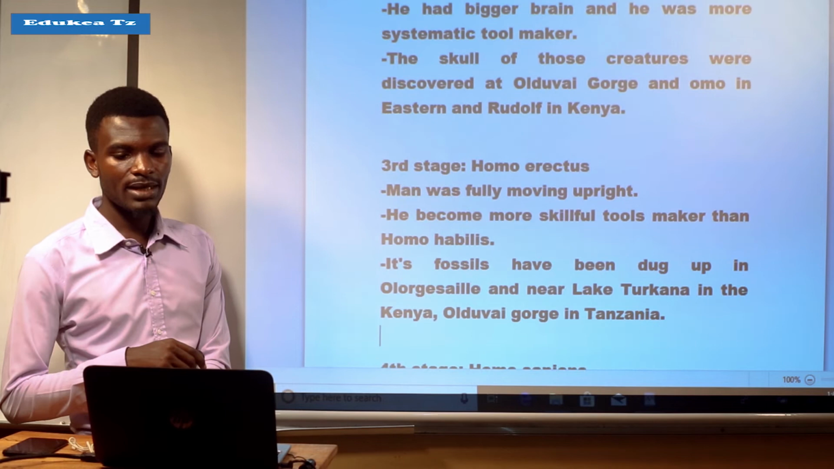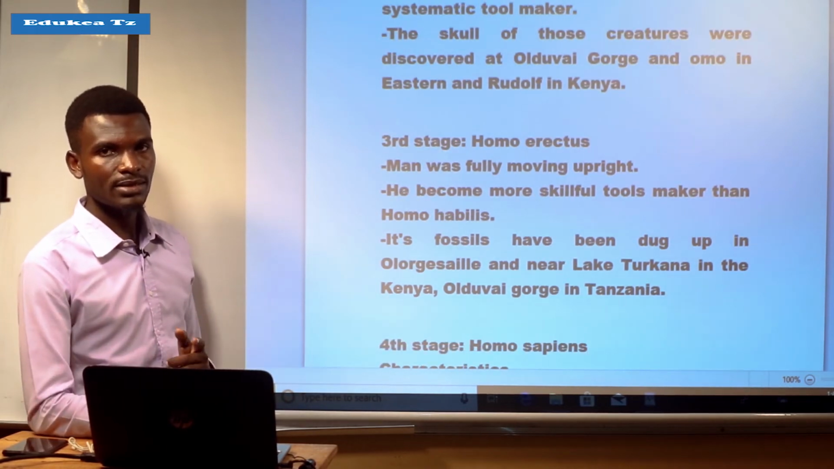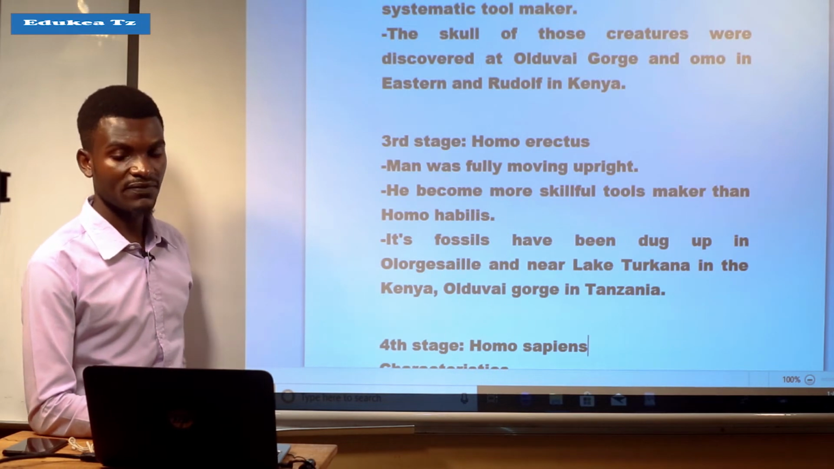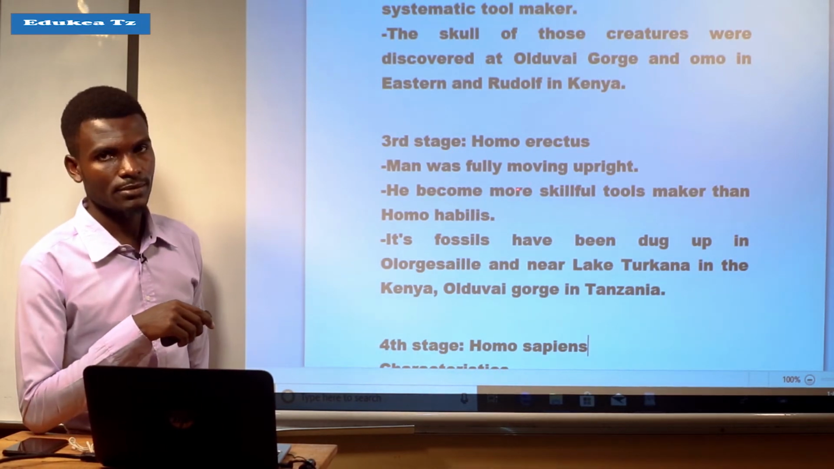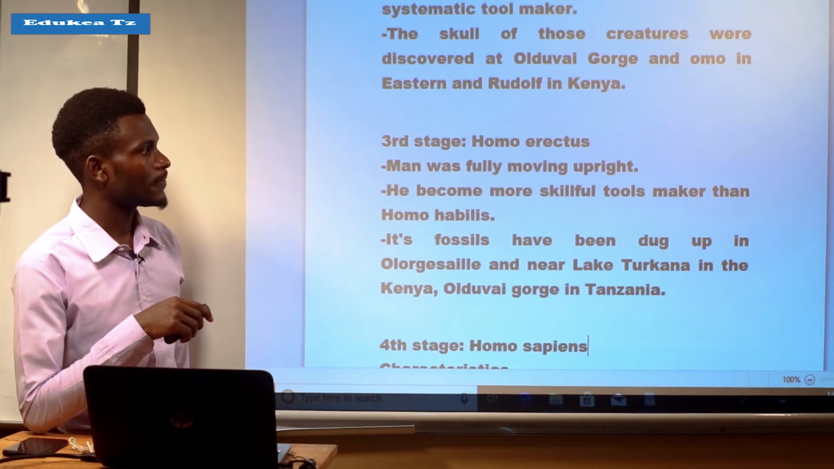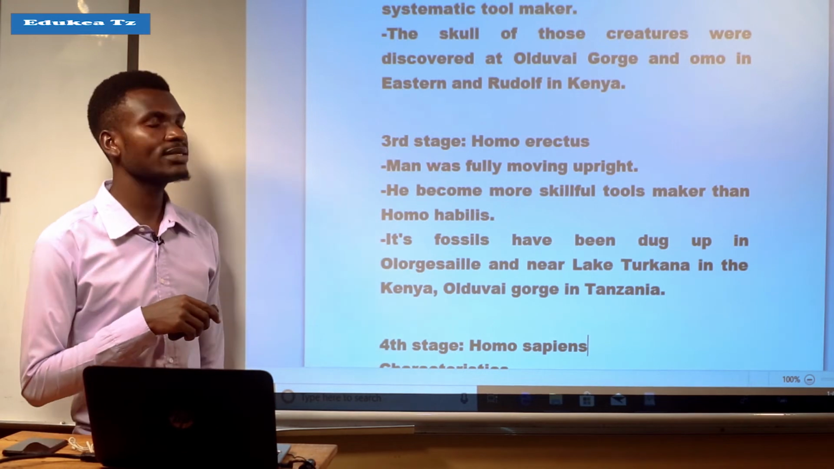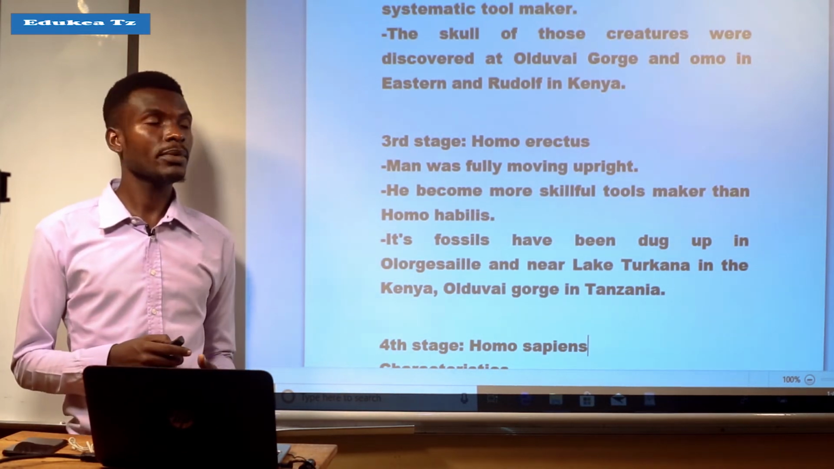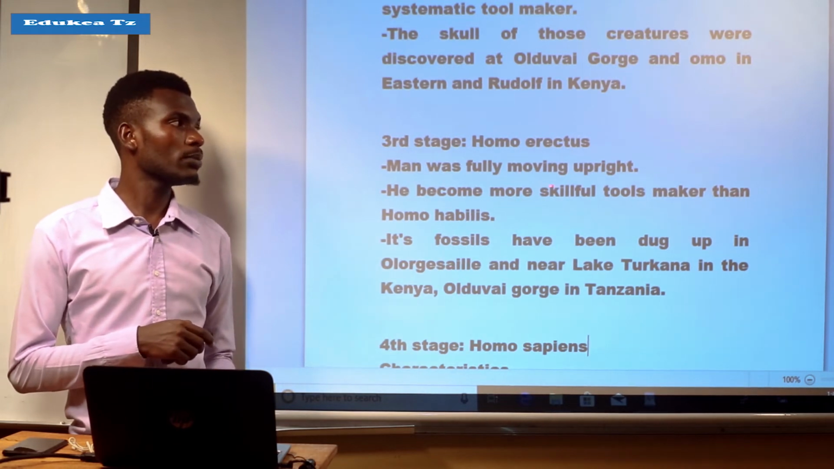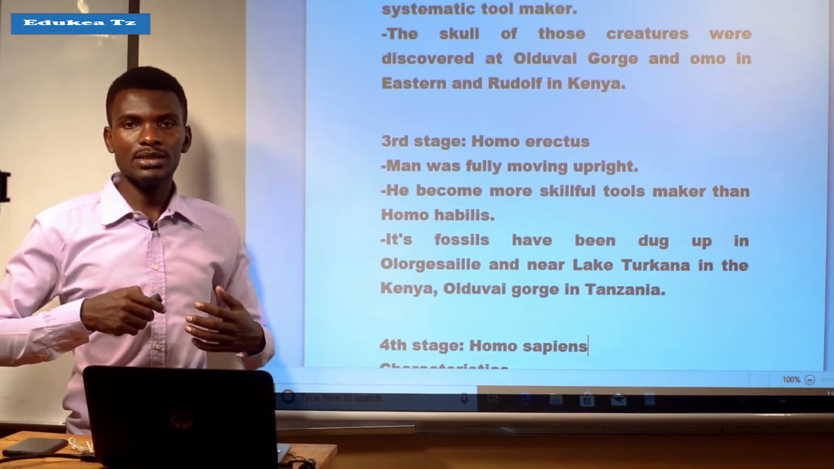Let us see the third stage. We started with primates. The second is the Australopithecus African family, and the third one is Homo erectus. Homo erectus: man was fully moving upright. It means that Homo erectus was walking upright by standing.